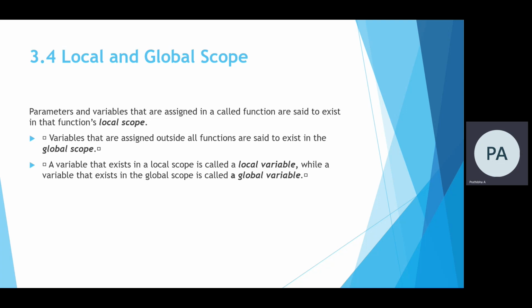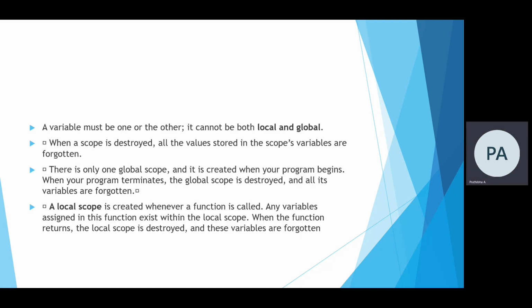Parameters or variables that are assigned in the called function are set to exist in the local scope. Outside the function, when we are declaring any variables, we call it the global scope. A variable must be one or the other. It cannot be both local and global.